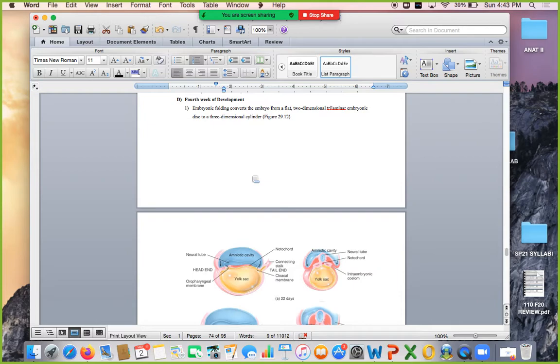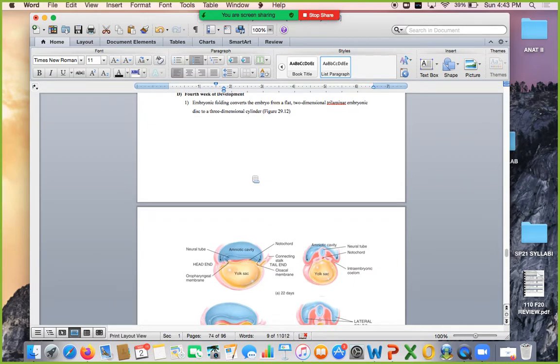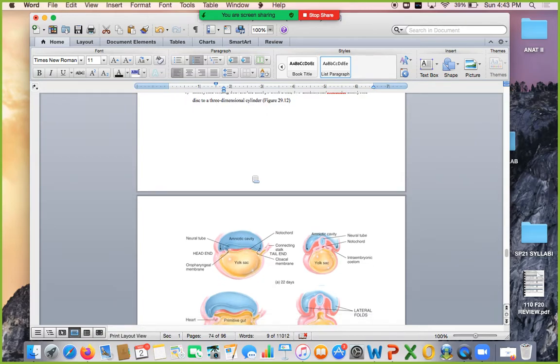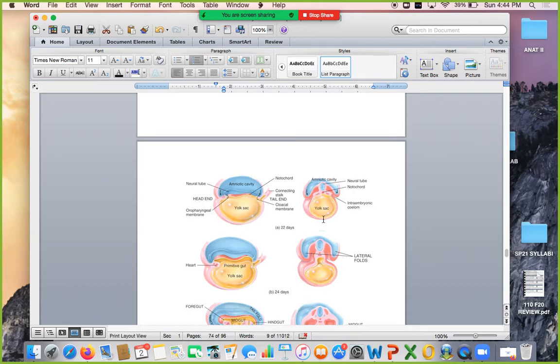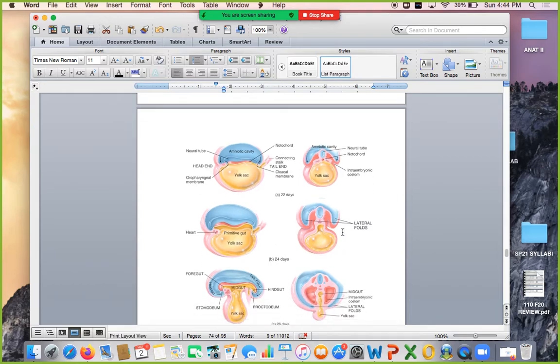So let's go back to week 4 of development, when we are converting the embryo from a two-dimensional trilaminar embryonic disc into a three-dimensional cylinder, right? So the first thing that happens is neurulation. Once we have the neurulation event occurring, we're going to end up with the neural tube and the notochord. We're also going to, at 24 days or so, have these lateral folds coming down. The lateral folds will then wrap all the way around.